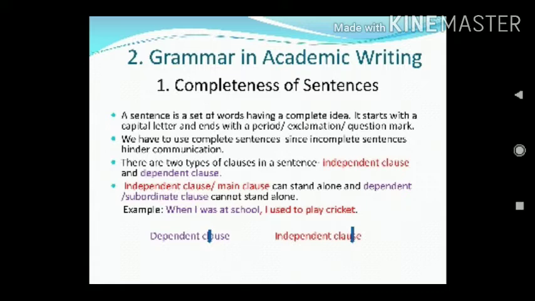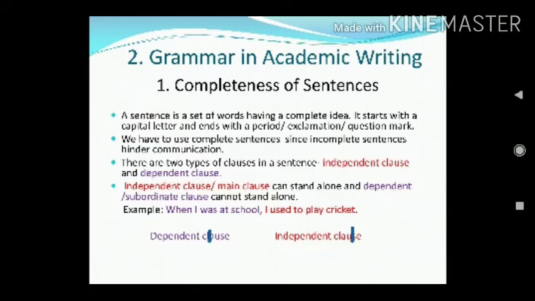A sentence may contain two types of clauses, independent clause and dependent clause. An independent clause conveys a complete idea and so it can stand alone, while a dependent clause does not convey a complete idea and so it cannot stand alone. Take this example. When I was at school, I used to play cricket.